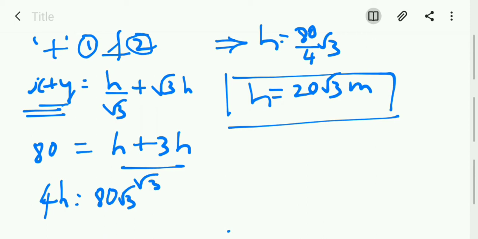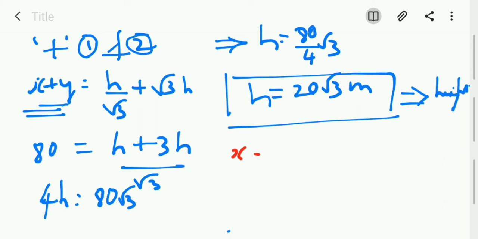And there is also one more thing. Find the distance of the point from the pole. So this is the height, and what we need to find is the distance from the pole. Correct? Now for the distance from the pole, we know the values of X and Y.